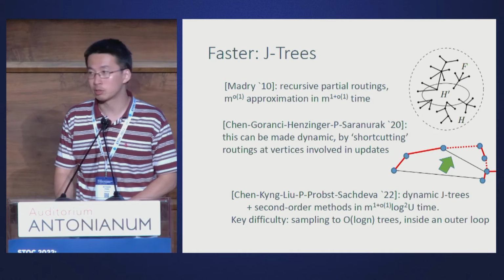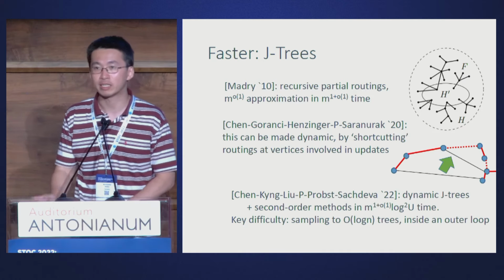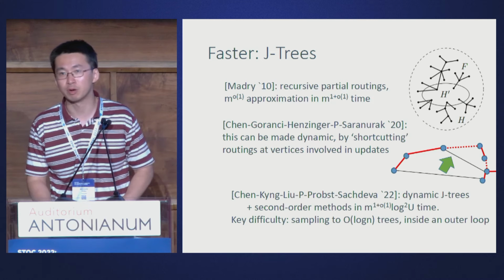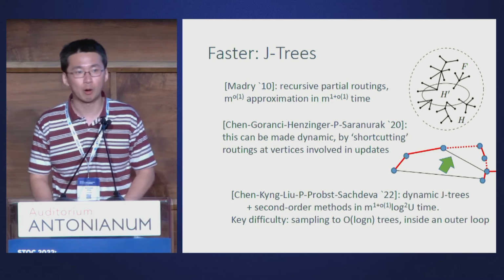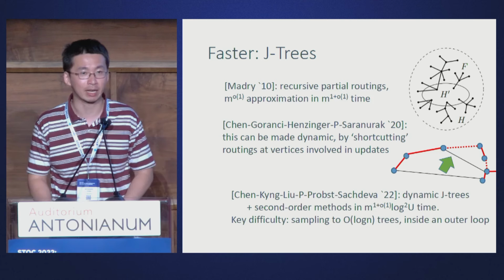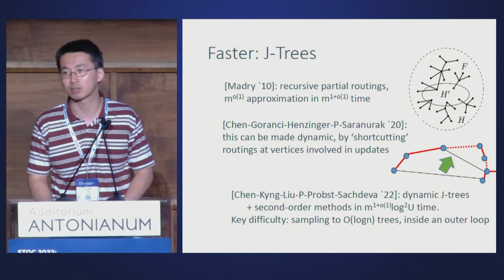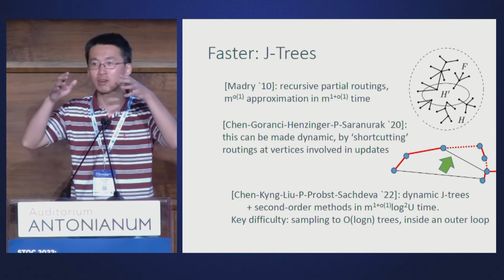And so the work that went into this was that the initial projects were motivated by just the question of how well can we maintain a mean cut, like all pairs mean cut, on a dynamically changing graph. And what we showed there is that this can be made dynamic by just shortcutting some routing.